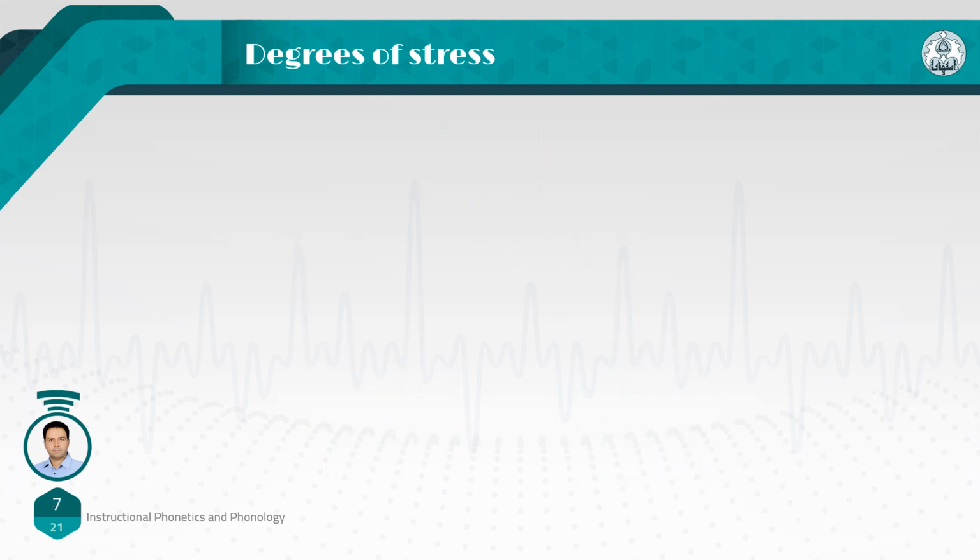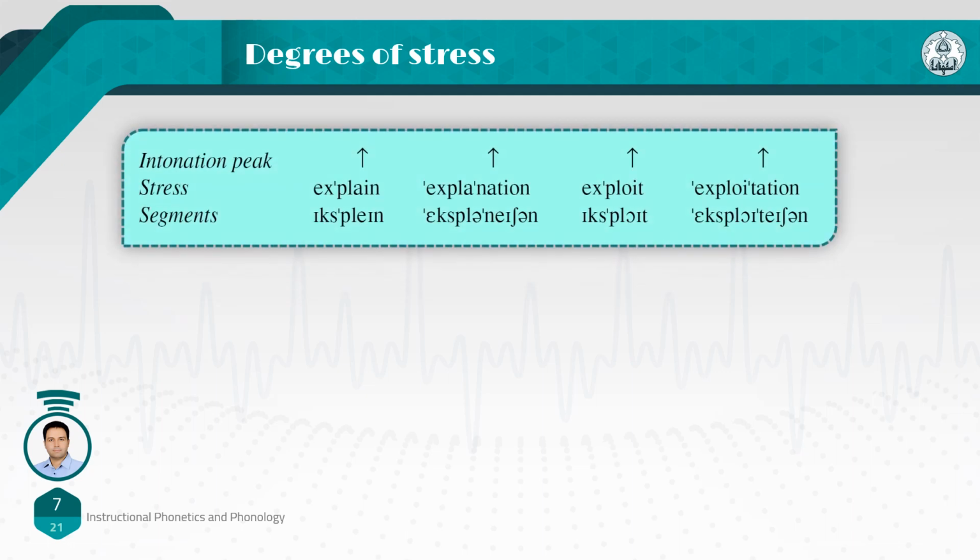As an aid to understanding the difference between these processes, consider the set of words explain, explanation, exploit, and exploitation. If each of these words is said in its citation form as a separate tone group, the set will be pronounced like this: explain, explanation, exploit, exploitation.